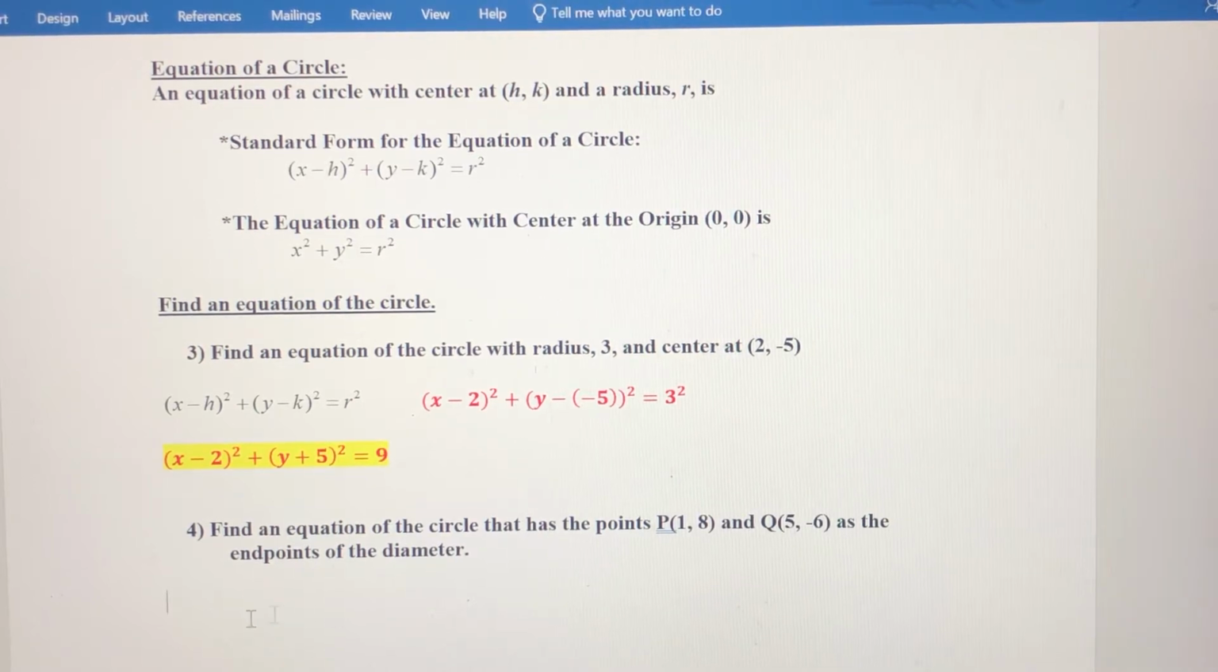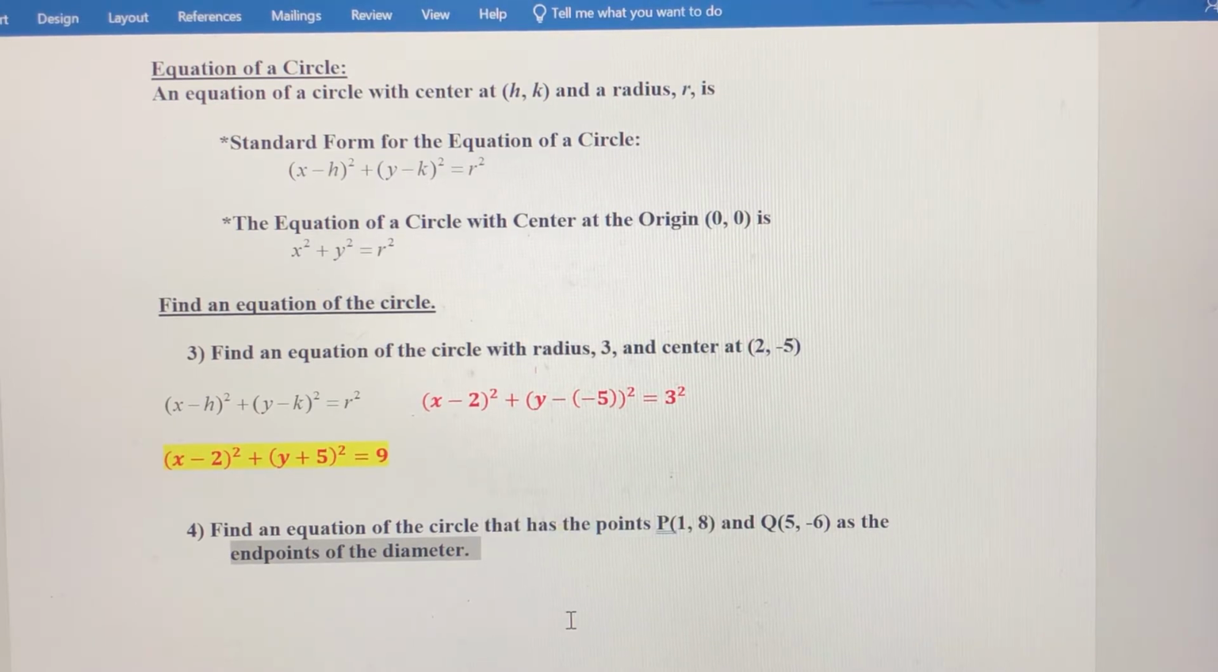Okay, so in this video, we're looking at number 4 here. Now, number 4 is a little bit different. We're going to write the equation of a circle, but we're not given the center or the radius of this circle. What we are given is 2 endpoints of the diameter.